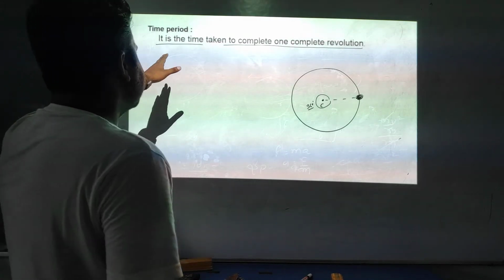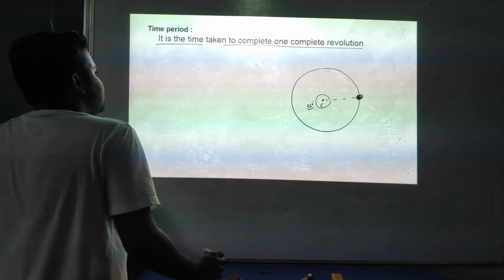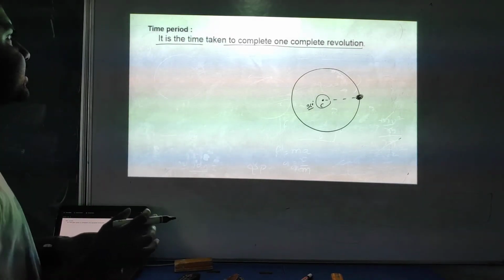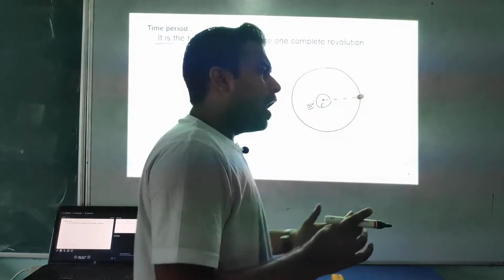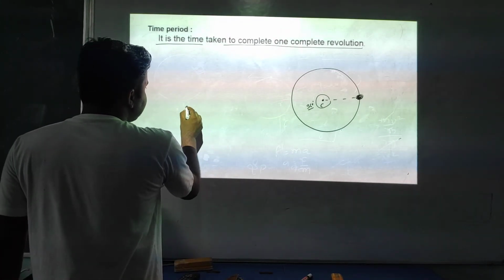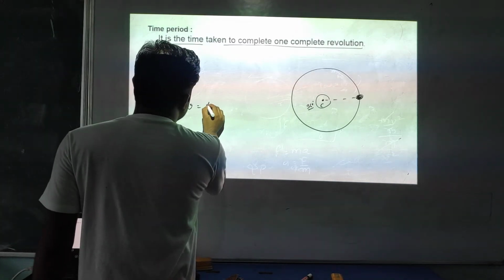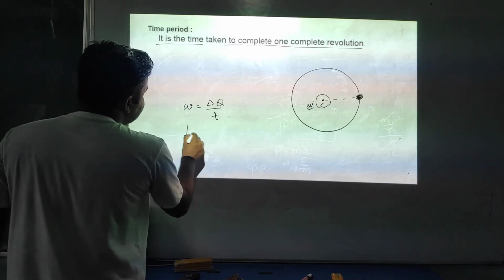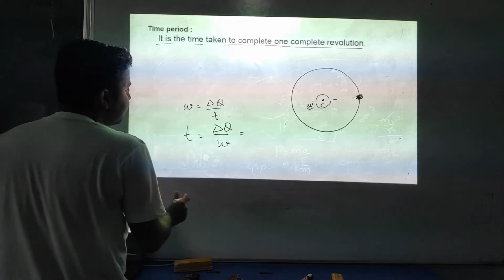So the definition is written here, students. Simple definition. Now note down. How will you define this time period? How much angle does it have to move? Look at this, student. First, you know that omega, the angular velocity, is equal to delta theta by t. So t equals delta theta by omega.